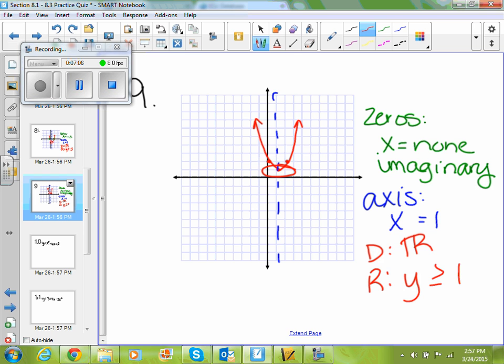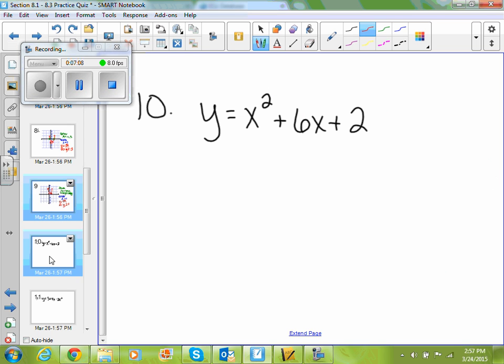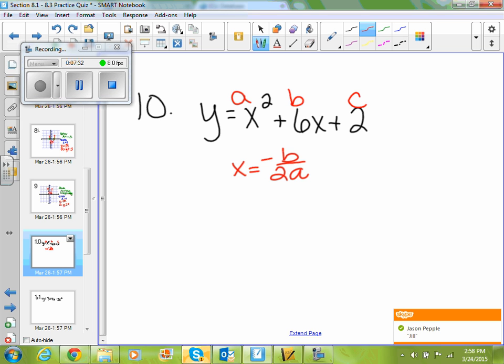Alright, any other questions on 8 or 9? No. Okay, number 10 says find the vertex of the following quadratic equation. Use negative b over 2a. And a is the number in front of your x squared, b is the number in front of your x, and c is your constant.